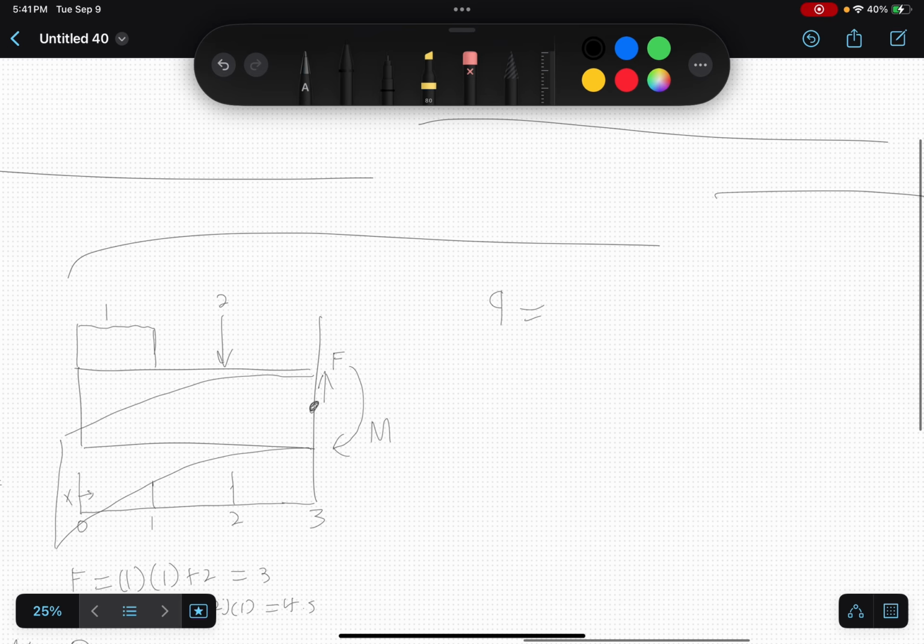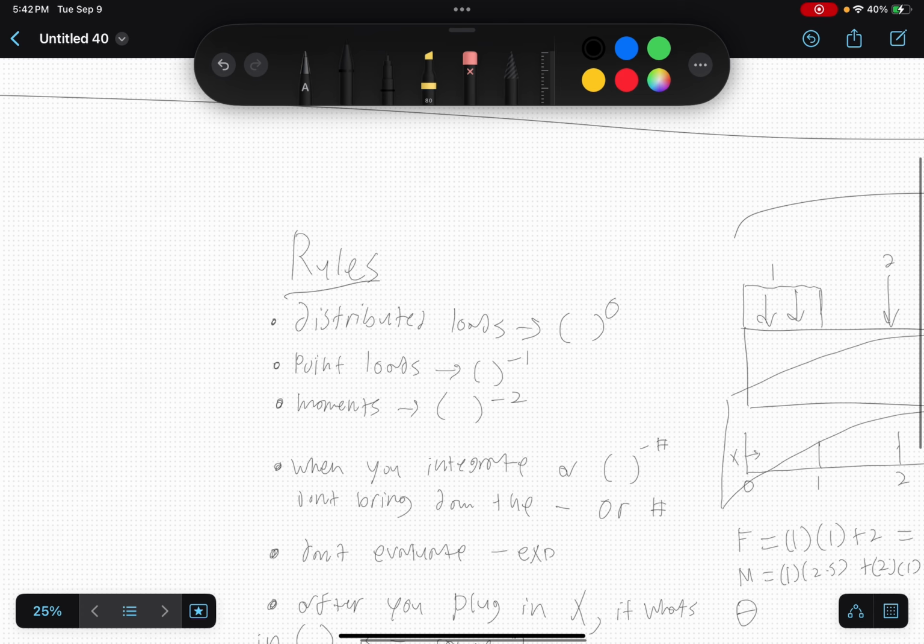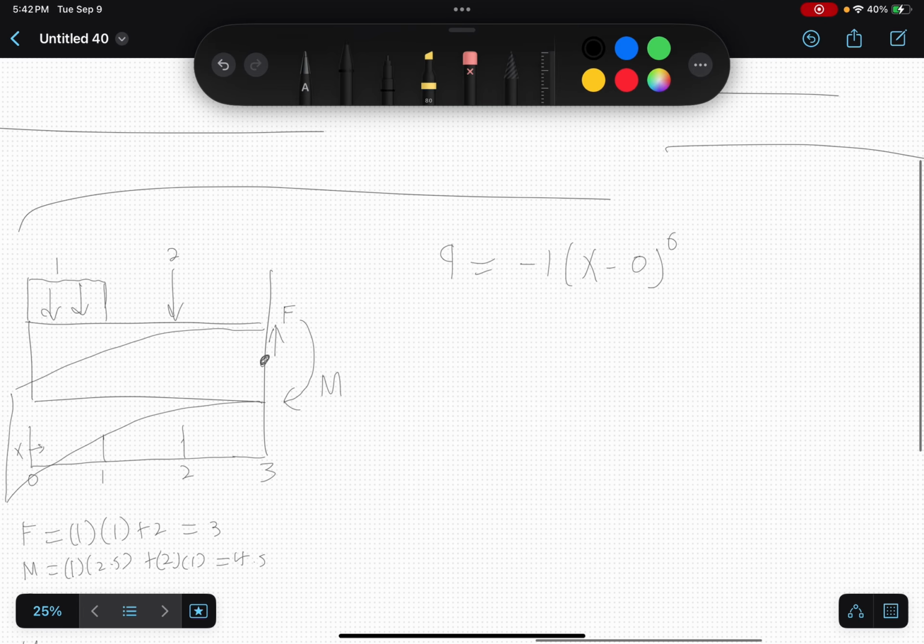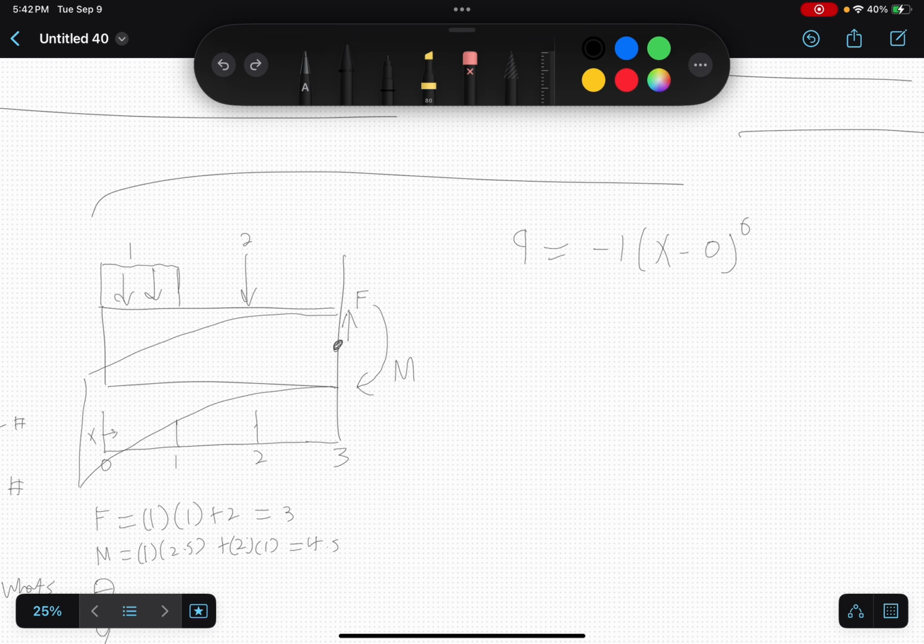So for this specific example, what would the Q equation look like? So we have a distributed load of -1 because it's pointed down. -1 times x minus 0, and distributed loads are to the power of 0. So what does this mean? This is the magnitude. This is the location at which it's applied. In this case, since it's a distributed load, it's the location at which you start applying it, and it continues being applied until the end of the beam.